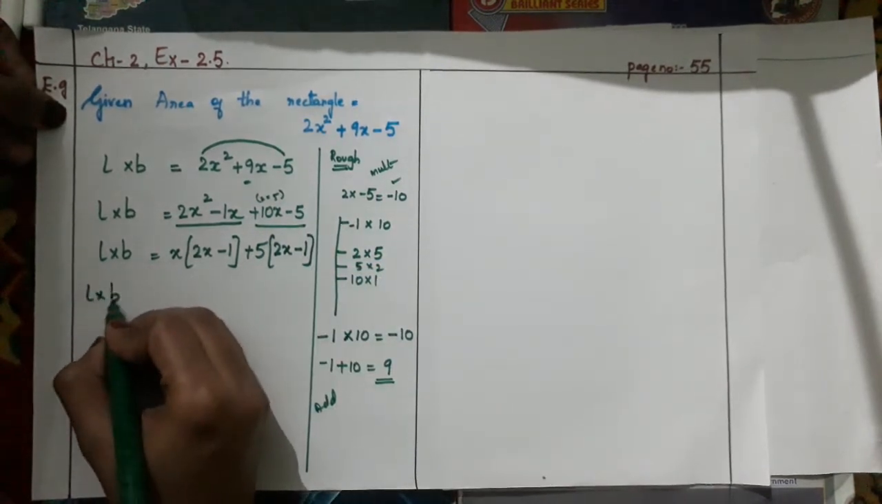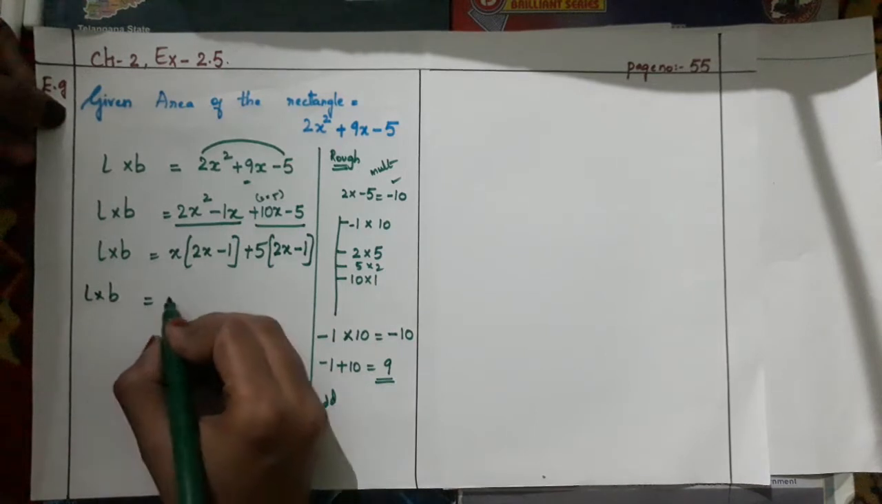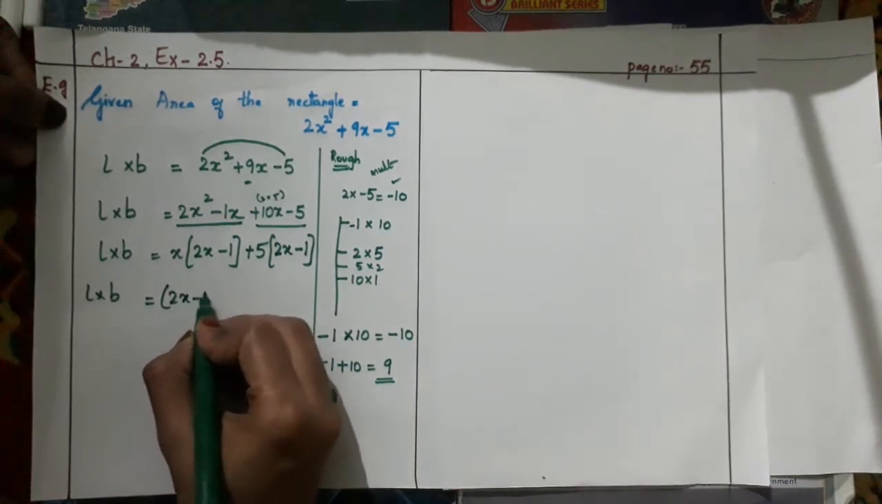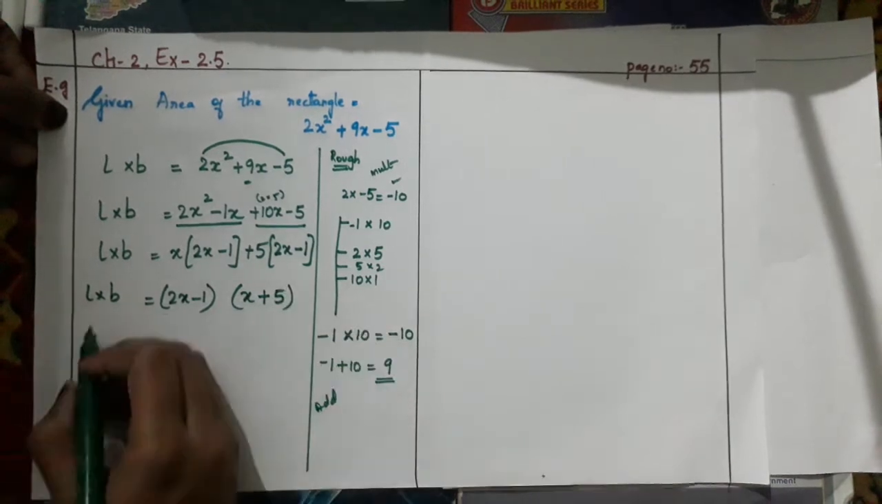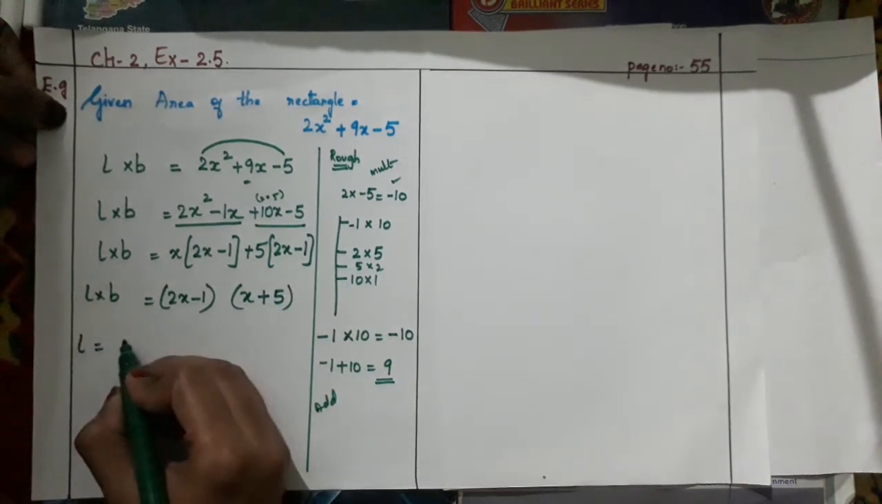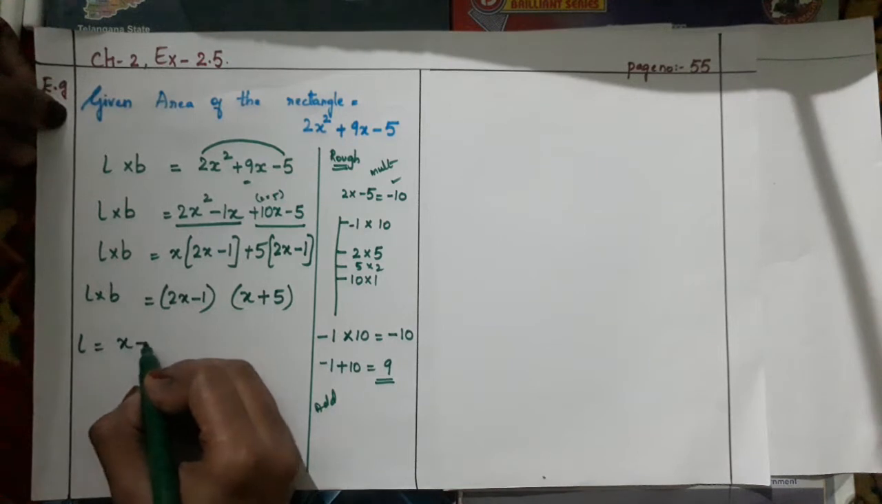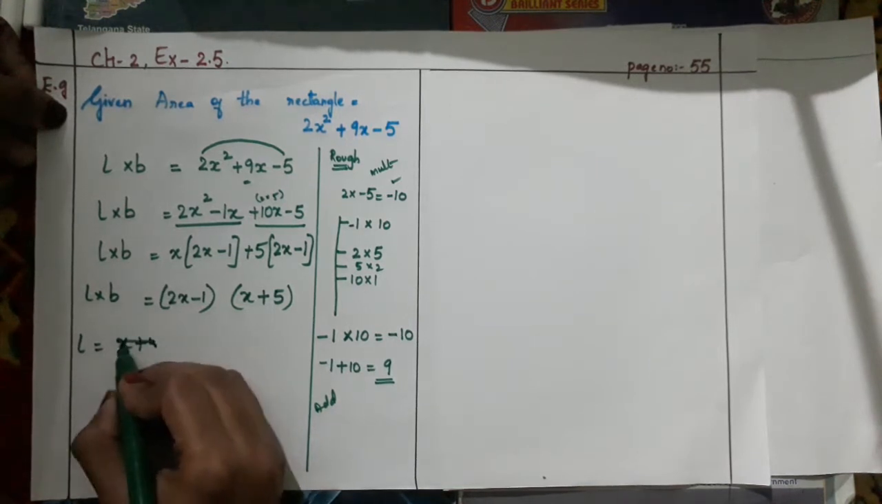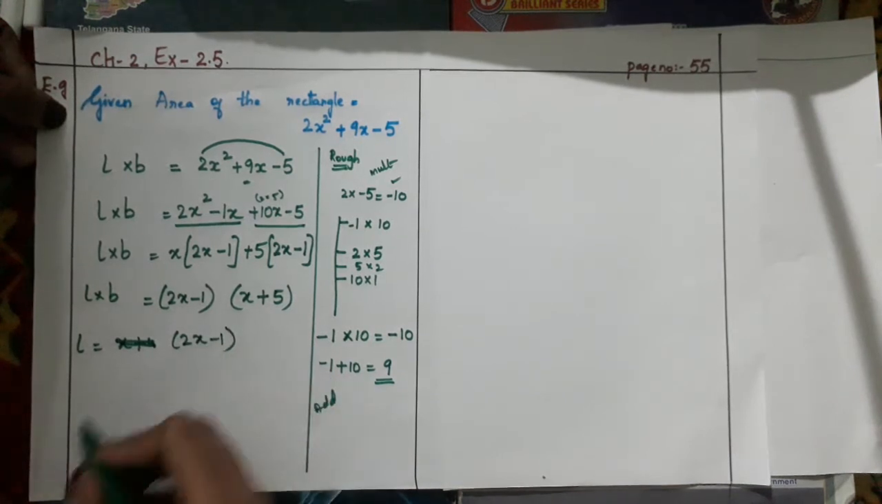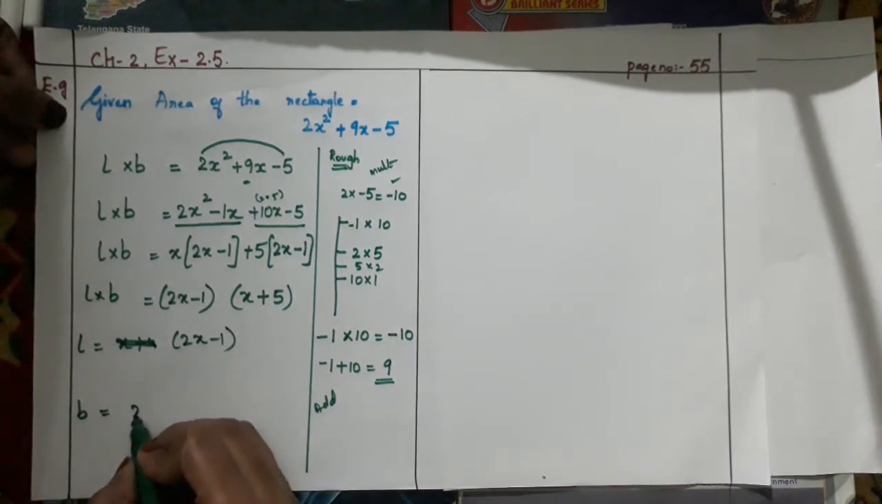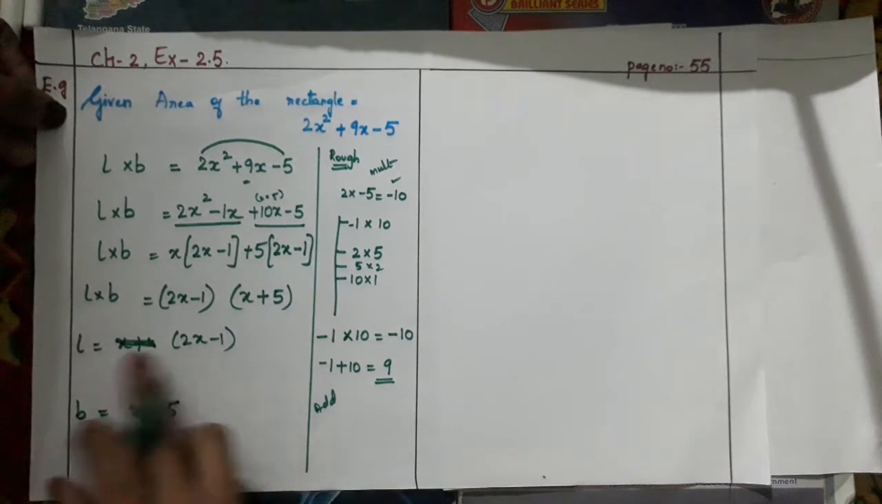L into B is equal to, from this all, what is common? 2x minus 1 is common. So what is left over? X plus 5. So length is equal to 2x minus 1. Breadth is equal to what, children? X plus 5. You can write any of the numbers.